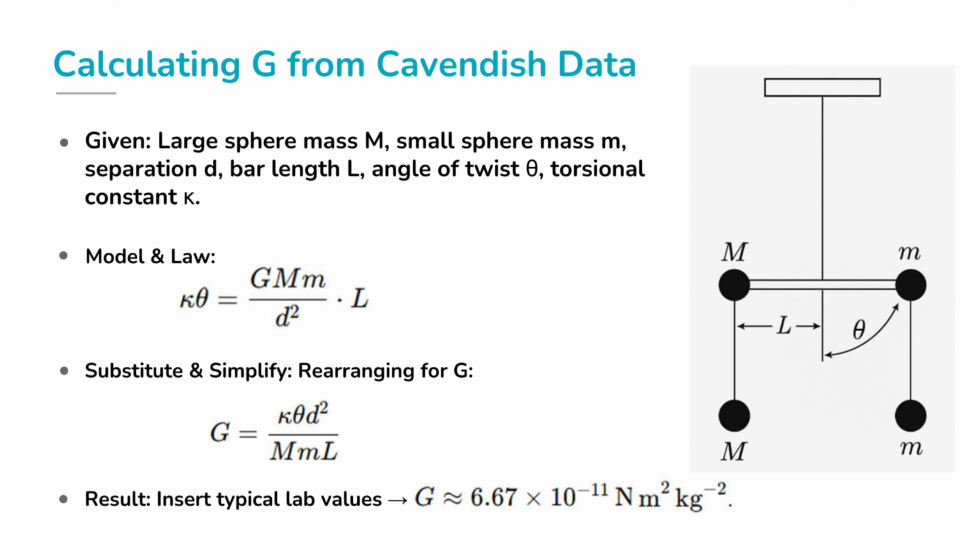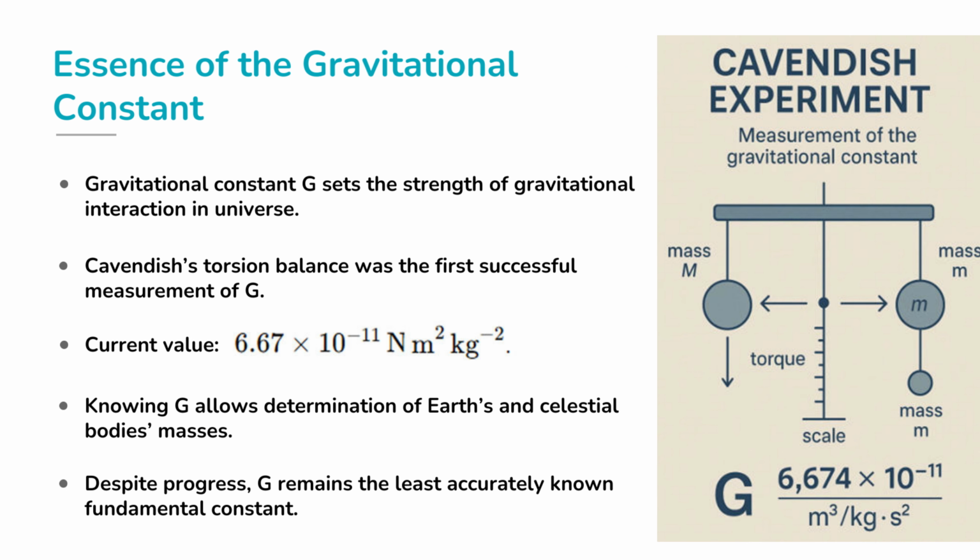In the diagram, all the quantities M, m, L, d, and angle theta are marked clearly. It's incredible that from such a tabletop setup, we can determine the constant that governs the motion of stars and galaxies. So let's wrap this up.